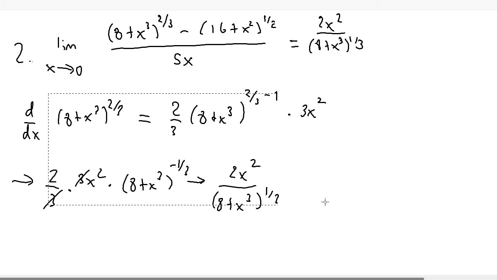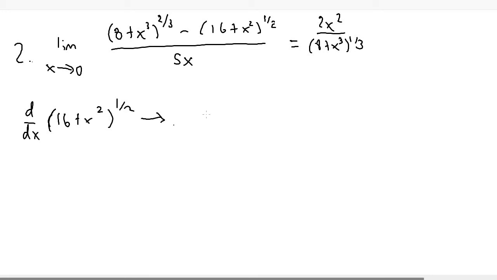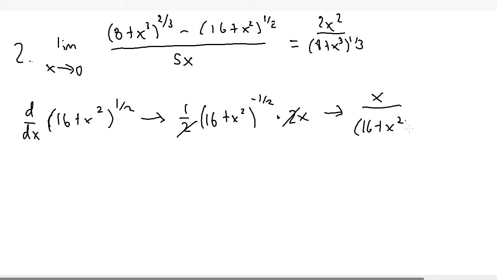So next, let's evaluate the derivative of 16 plus x squared to the 1/2. So once again, this is the same chain rule that we do, where we bring the power down, subtract the power by 1, and multiply by the derivative of the inside function. So we get 1/2 times 16 plus x squared to the 1/2 minus 1, which is just negative 1/2, times u prime. So the inside function is 16 plus x squared, and the derivative of that is just 2x to the first, or 2x. The 2's will cancel, and so we're left with x on the top, or the numerator, and we can make this negative exponent positive by bringing it to the denominator. So we get 16 plus x squared to the 1/2 power.